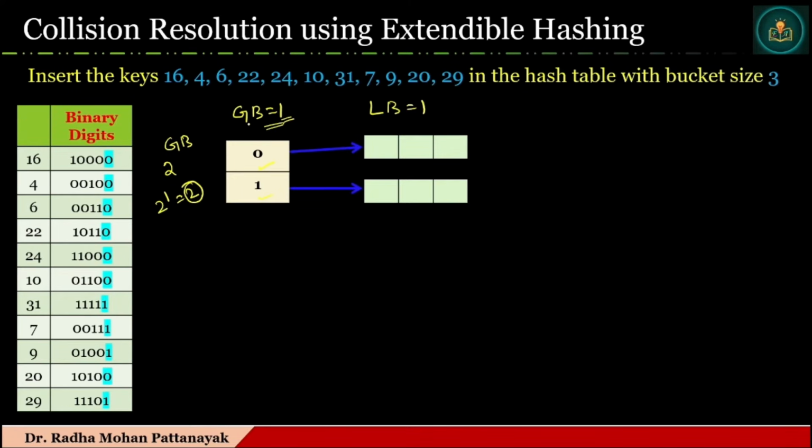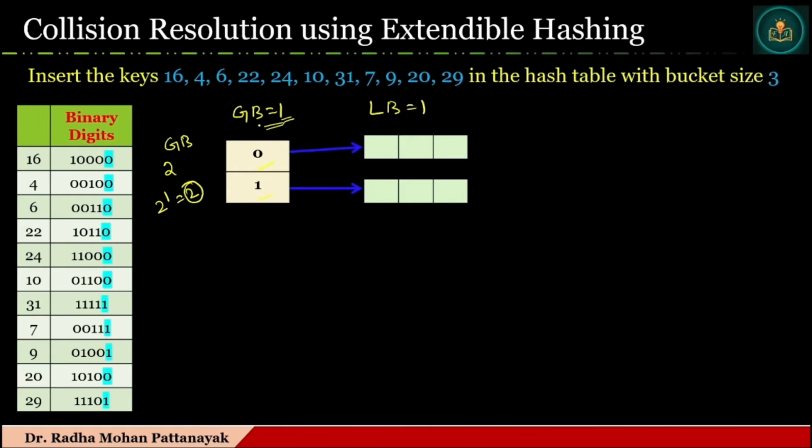So here, though the global bucket size equals 1, whatever elements have been given, first of all we need to calculate the binary digits of the elements, because we will store these elements based upon their binary digit value. So first of all, we will find the binary digits of all the elements which are going to be stored inside the hash table.